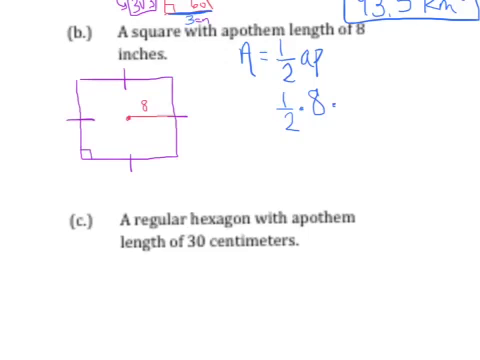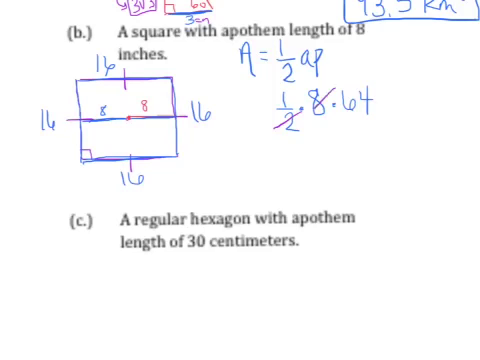Okay, so if this length is 8, then this length we know is also 8, which is the same length down here, so we know this is 16. And then each side, because it's a square, is 16. So we just have to multiply 16 times 4, or add 16 plus 16 plus 16 plus 16, and we get 64 for the perimeter.